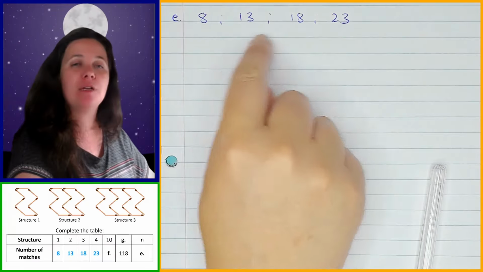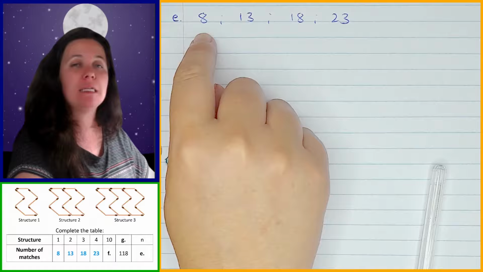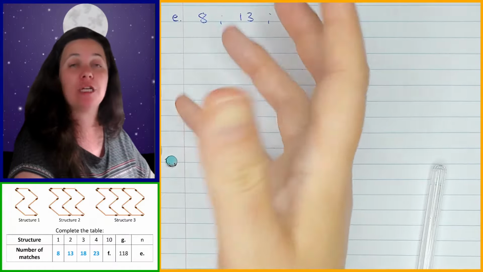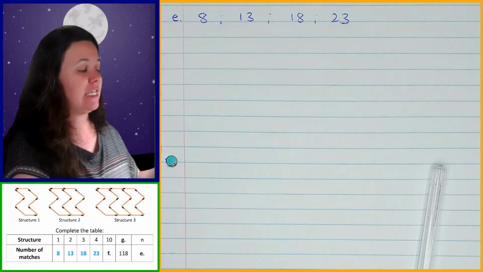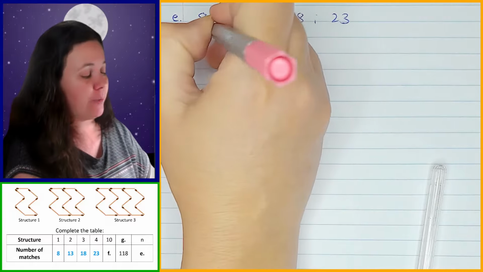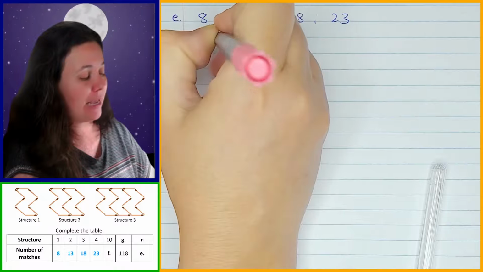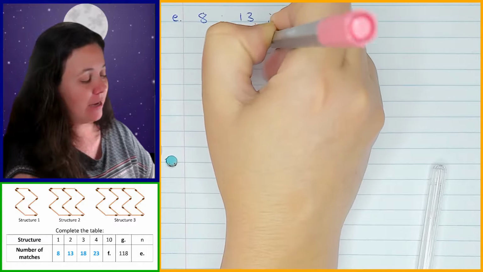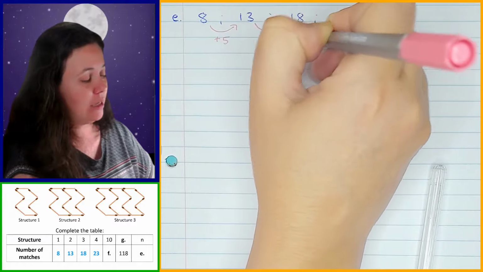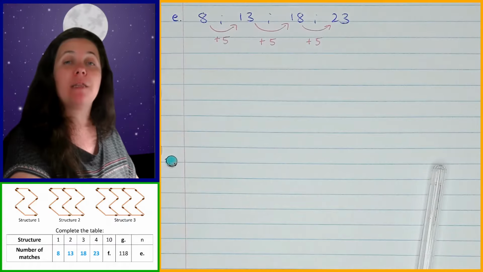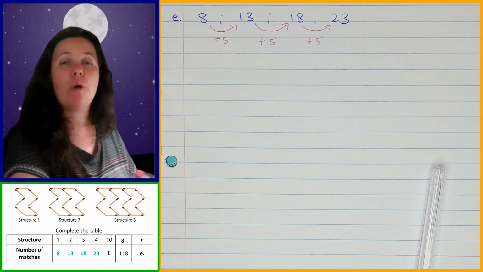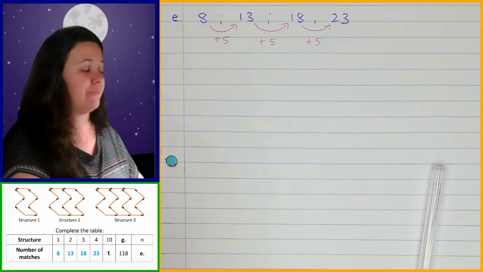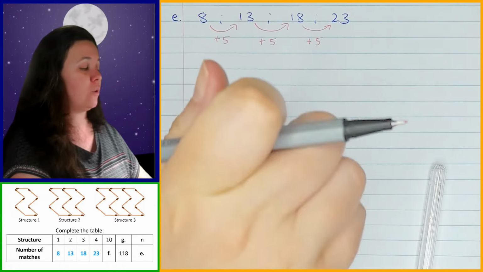Okay, so here I have written the pattern as a sequence using the number of matches in each structure as the terms in my pattern. Okay, so let's have a look at what our differences are going to be. So from 8 to 13, we need to add 5. From 13 to 18, we are adding 5. From 18 to 23, we are adding 5. And if you think about it, that makes sense because with the structures, we were adding 5 matches every time. Okay, so now let's go and have a look at what our rule looks like.